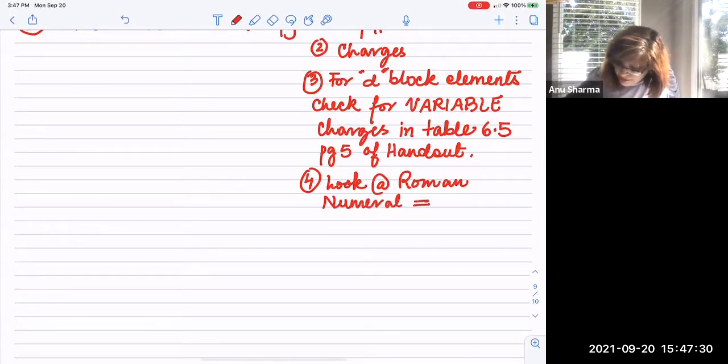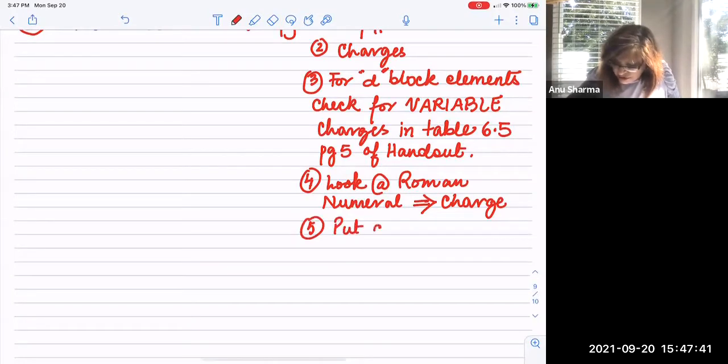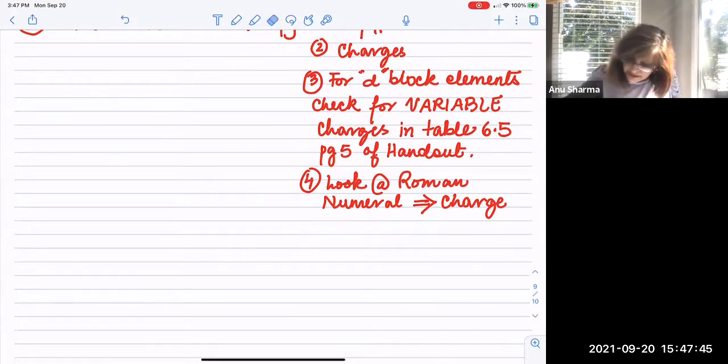Because that Roman numeral relates to the charge. Okay. That relates to the charge. And then put charges. Oh, sorry. Then there's something else also.